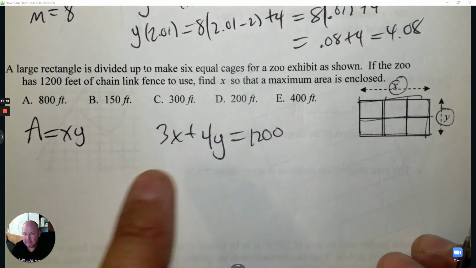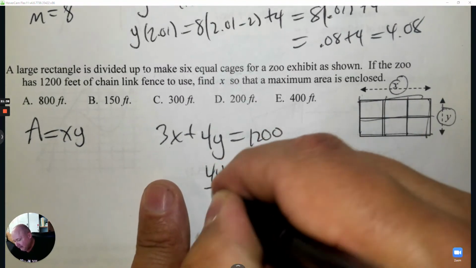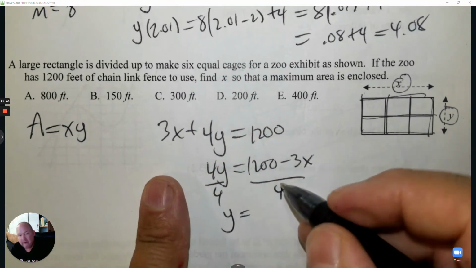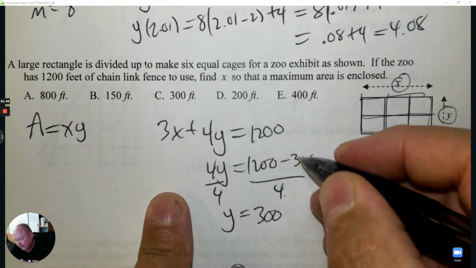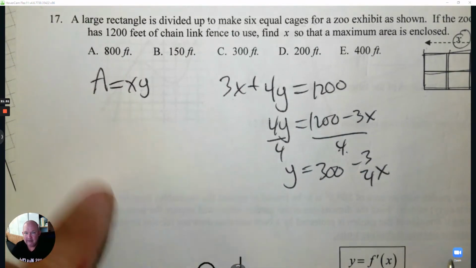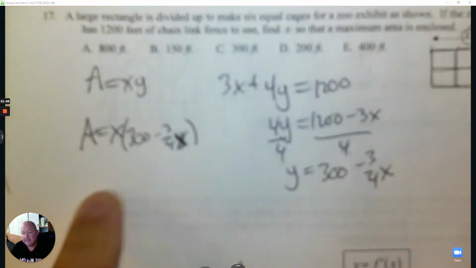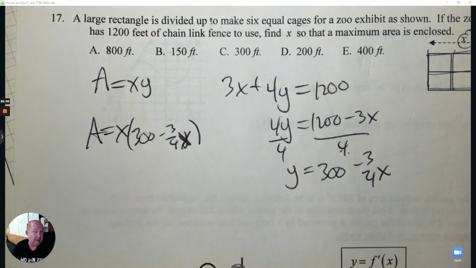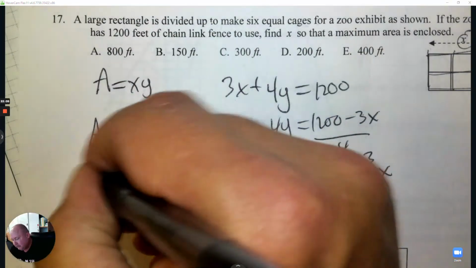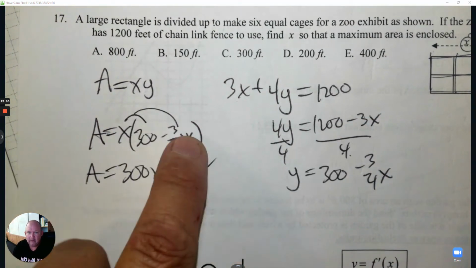And then I need to solve for one of these. I'll solve for y. So I'm going to subtract 3x and divide everything by 4. So that when I do that, 1,200 divided by 4 is 300, and then it's negative 3/4 x. And then I'm going to take that value and come back here. So where there's a y, I'm going to plug in 300 minus 3/4 x. And now I have only x's, which is what I want. Before I take the derivative, I'm going to distribute. That's 300x minus 3/4 x squared when you multiply.